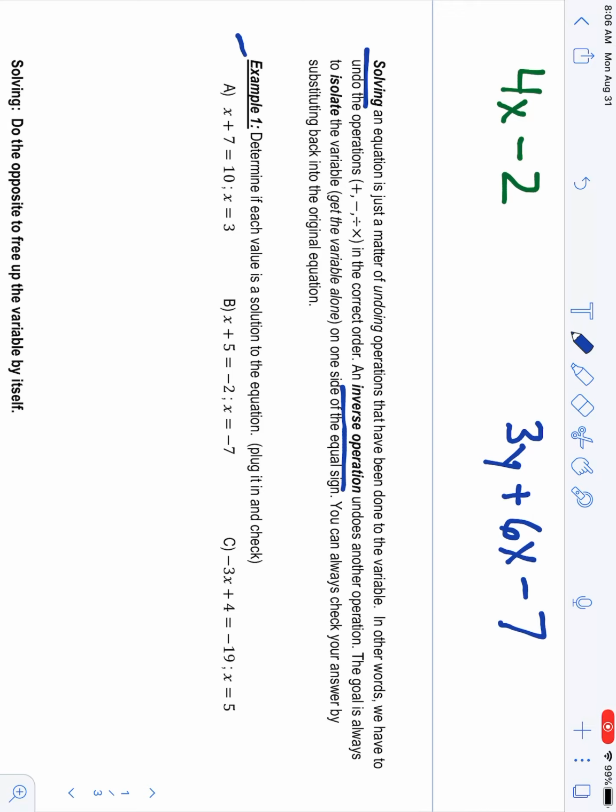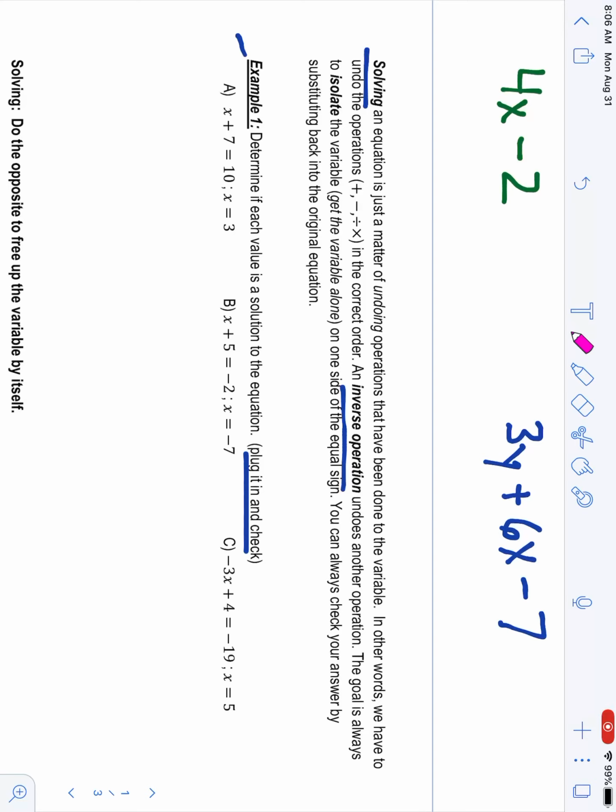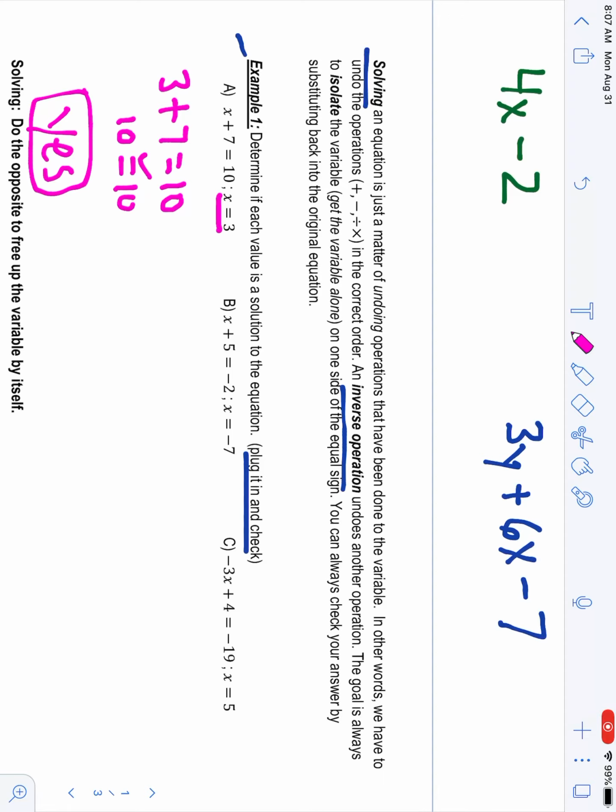So they want us to know, is this an answer to it? They're going to tell us the answer, and we need to plug it in and check to see if it worked. So for example, number 1 says x plus 7 equals 10, and they tell us that x equals 3. Well, if I plug that in, 3 plus 7 equals 10. Well, that's 10 equals 10. Check. So yes, it is a solution to the equation.